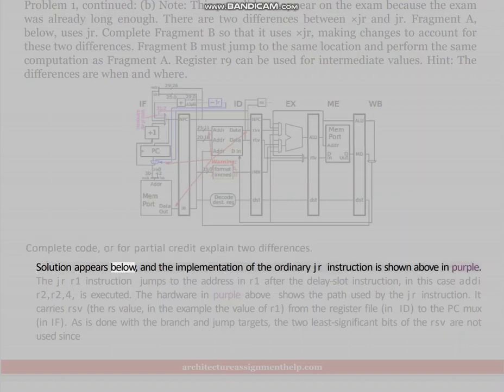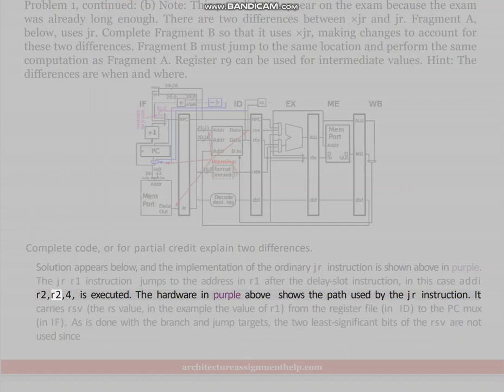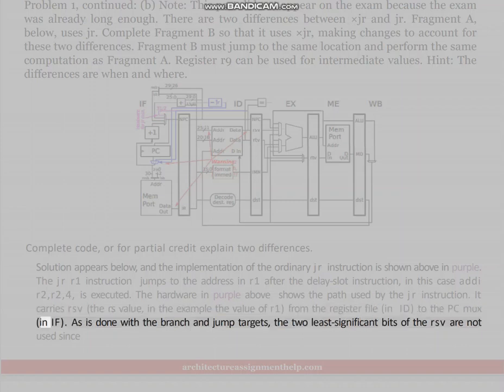Solution appears below, and the implementation of the ordinary JR instruction is shown above in purple. The JR R1 instruction jumps to the address in R1 after the delay slot instruction, in this case ADI R2, is executed. The hardware in purple above shows the path used by the JR instruction. It carries RSV, the RS value, in the example the value of R1, from the register file, in ID, to the PC mux, in IF. As is done with the branch and jump targets, the 2 least significant bits of the RSV are not used since.